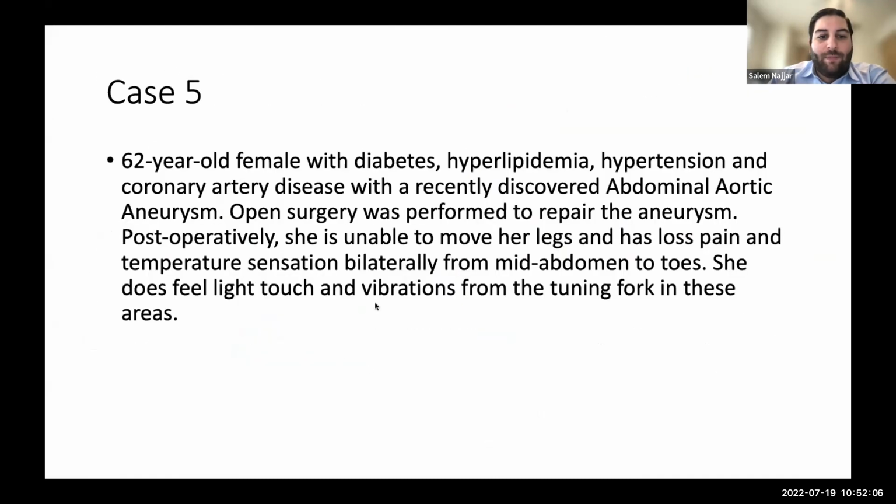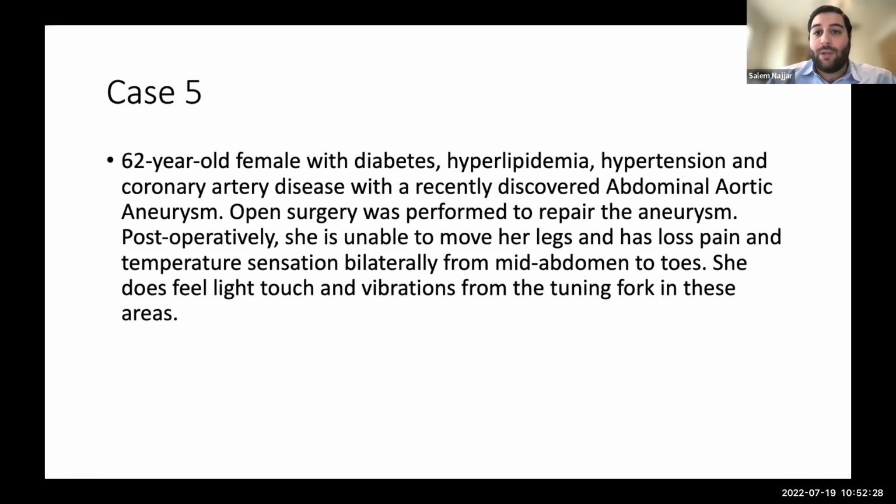The next part, breaking this down further, she's unable to move her legs and has loss of pain and temperature sensation bilaterally. What is the pain and temperature sensation loss? Spinothalamic and corticospinal tract. Yes, so the corticospinal tract for motor, that's why we don't have motor function here. And the spinothalamic tract is involved with pain and temperature sensation.